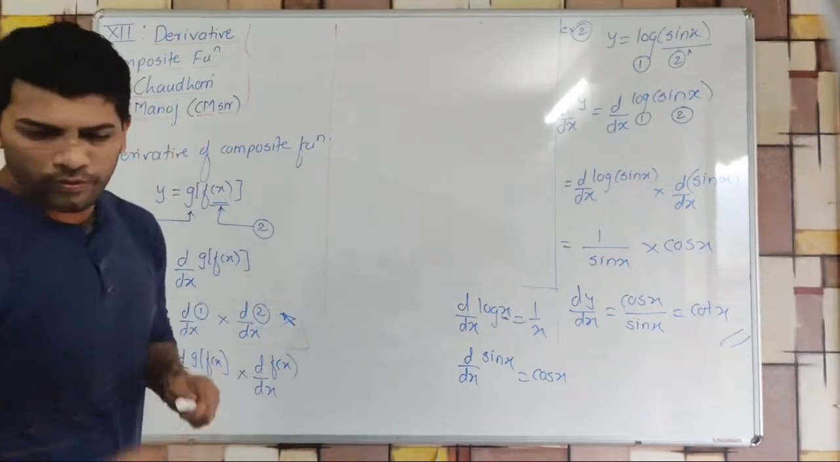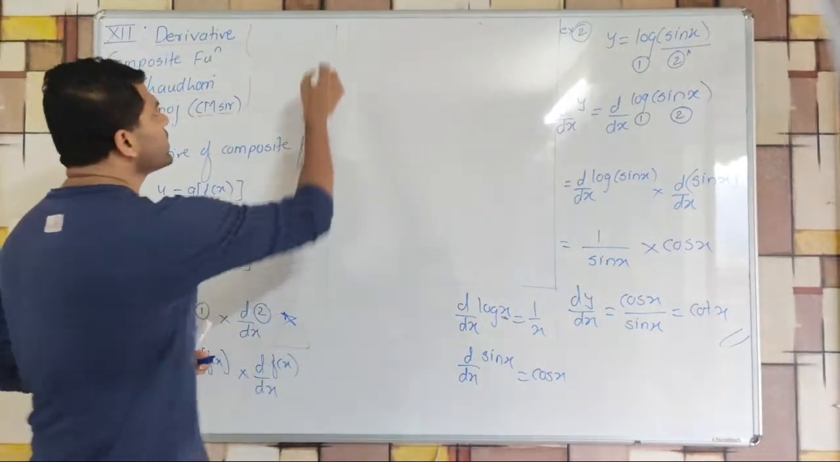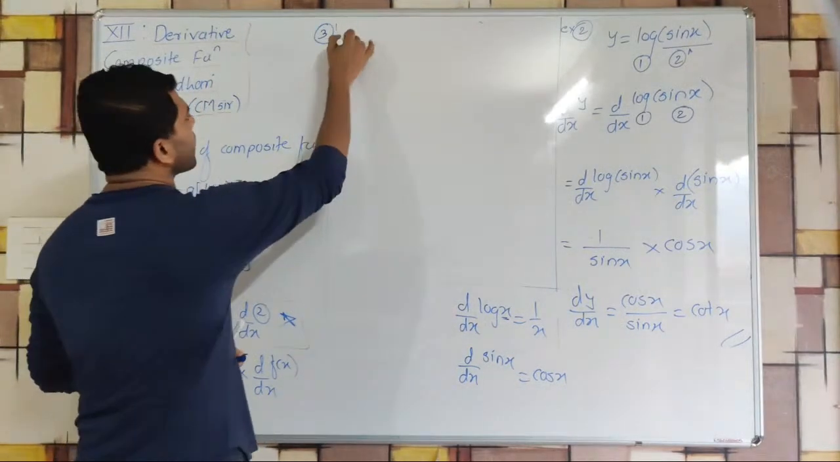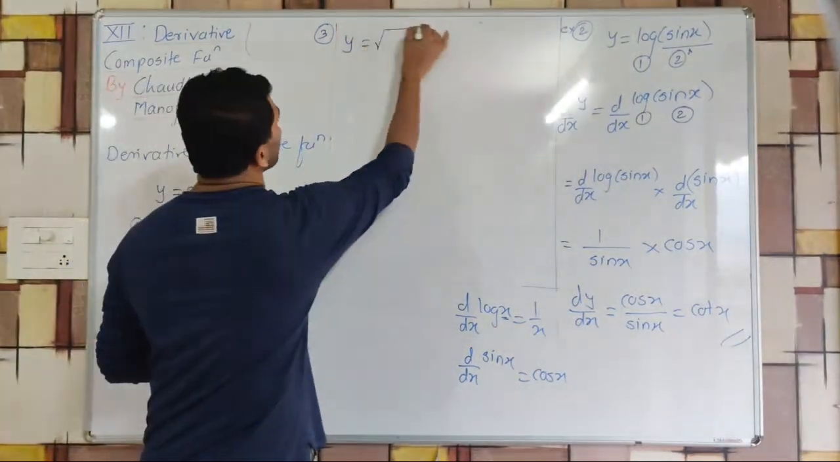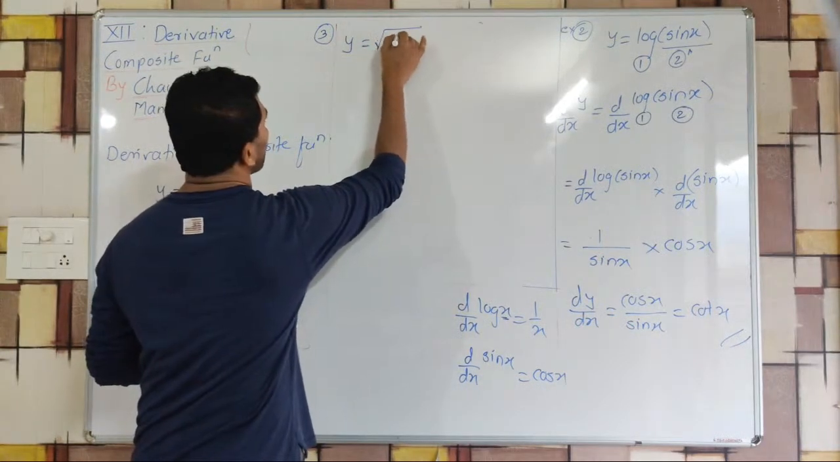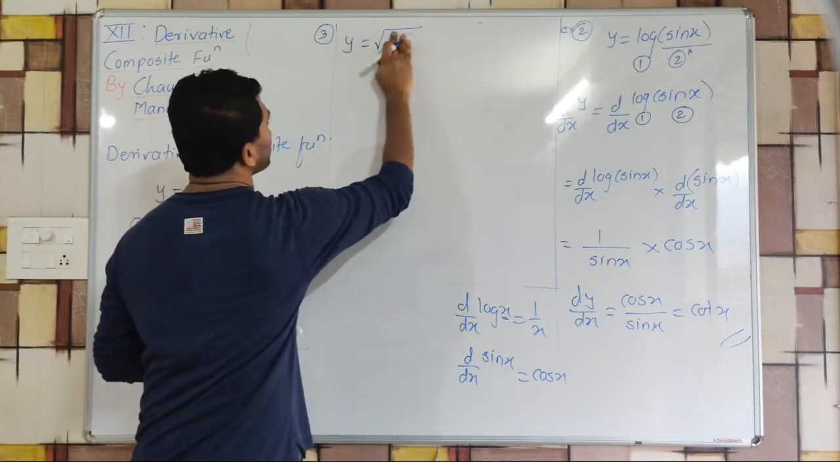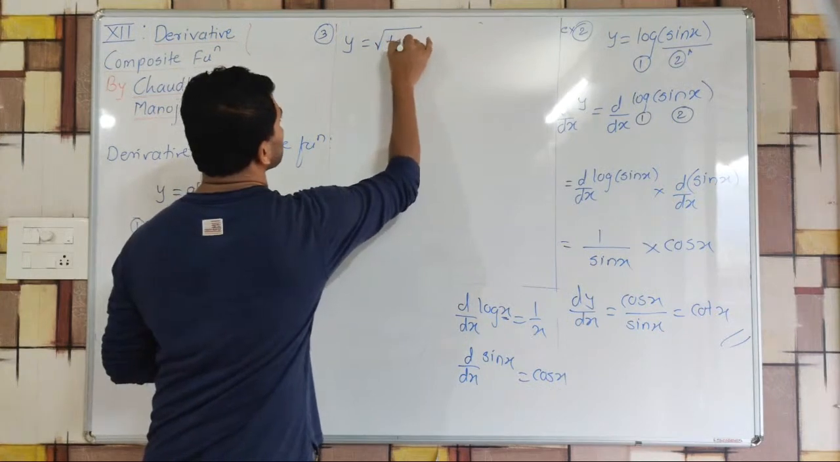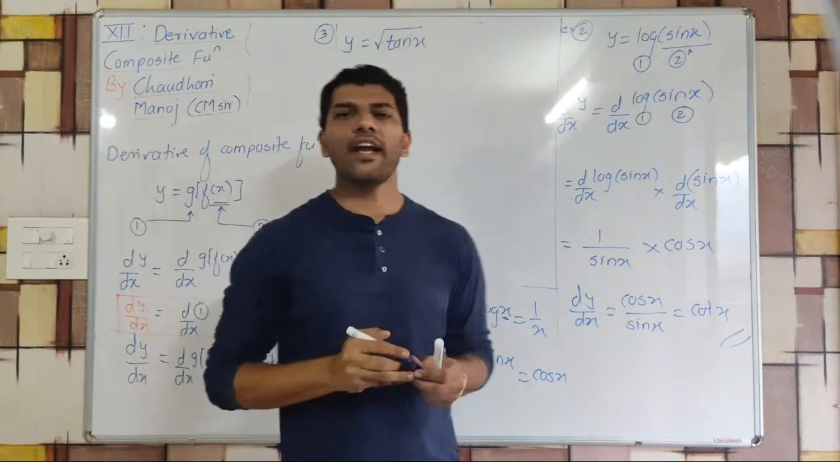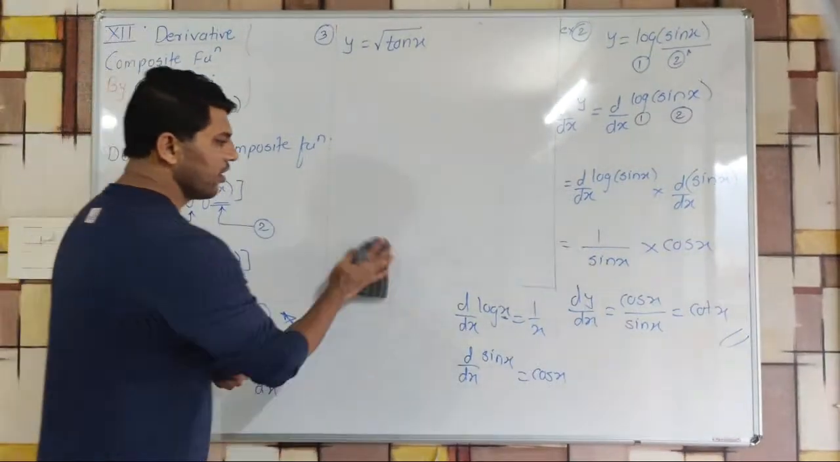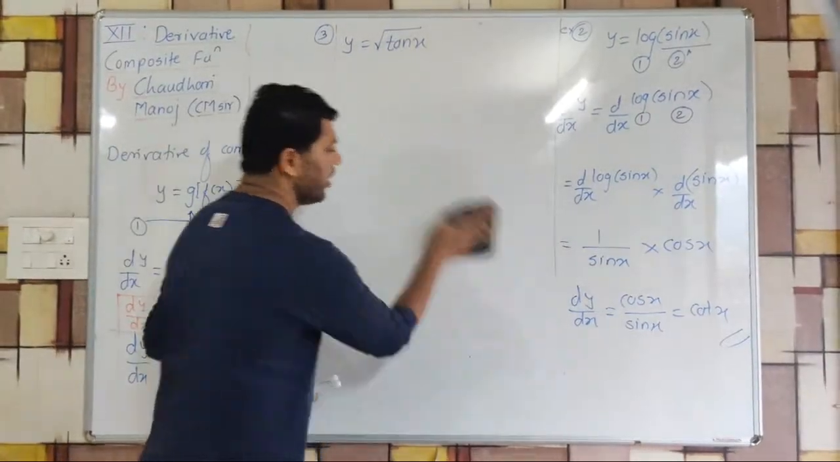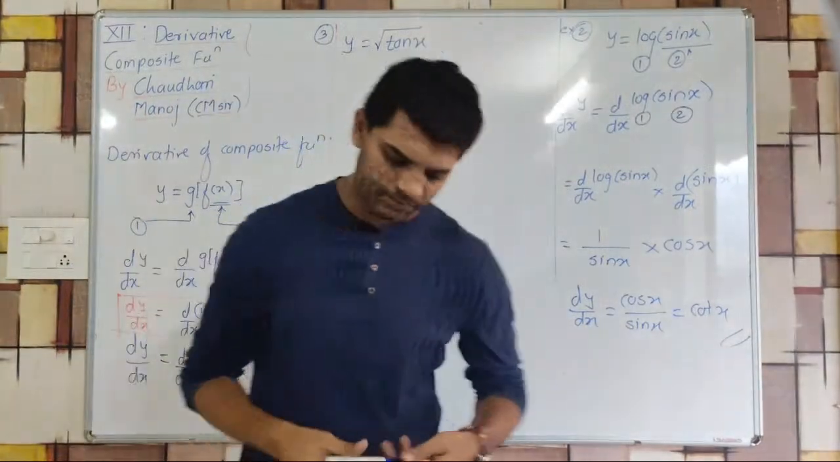So I hope you got this concept and you can easily solve this next example. What if it is y equal to under root sine x, or let's say y equal to under root tan x. Let's try to find the derivative of under root tan x.